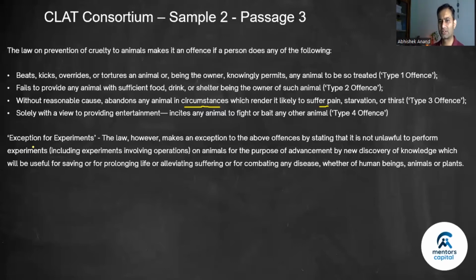Okay. What are the exceptions? Is there any exception to the 4 types of offenses? There is. The law, however, makes an exception to all 4 of the above offenses by stating that it is not unlawful to perform experiments, including experiments involving operations on animals, for the purpose of advancement by new discovery of knowledge which will be useful for saving or prolonging life, or alleviating suffering, or for combating any disease, whether of human beings, animals, or plants. So if this is your objective, then for all 4 offenses, it's an exception. The important thing, as I said, was owner for the first 2; the third and fourth are open to all.